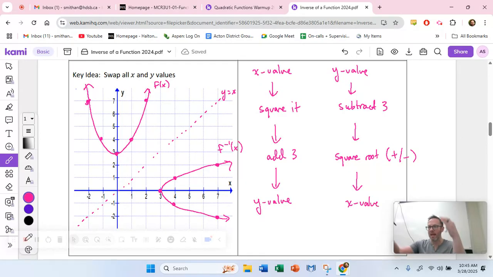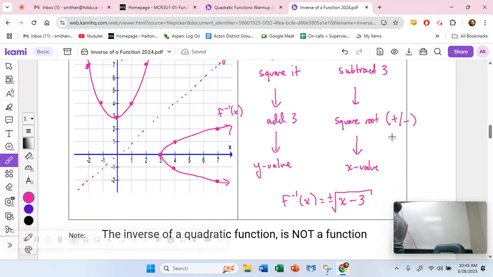Now, if you took my right-hand little flow chart there and made it into an equation for the inverse, it would look like that. You take x, you subtract 3, and then you square root, remembering to take the plus or minus. What does that graph look like? It's 2 graphs in one. It's a plus and it's a minus. It's not an actual function. So kind of wild stuff for you guys. Things really escalate when we're talking about the inverse. But that's a nice quadratic one.